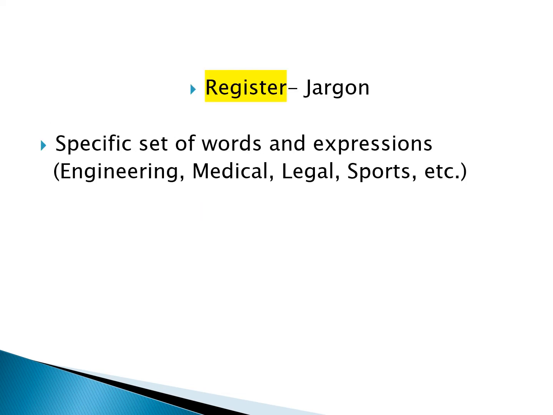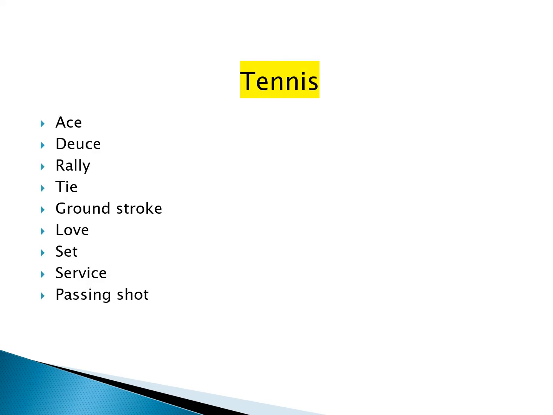As you can see on the screen, the words like ace, deuce, rally, tie, etc. are associated with the game tennis. These words have specific meanings in tennis. For example, ace means a serve, especially the first hit that is so good that the opponent cannot reach the ball. And we know that ace is a playing card with the highest value in most card games.